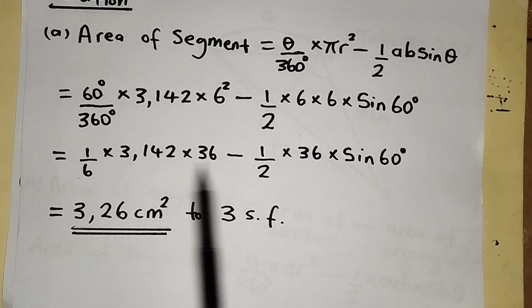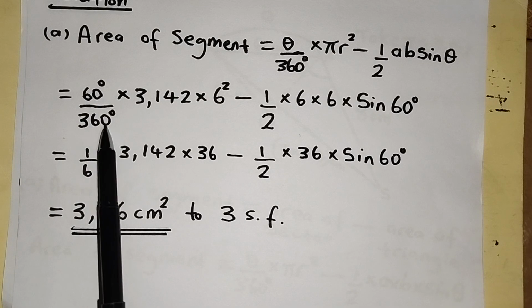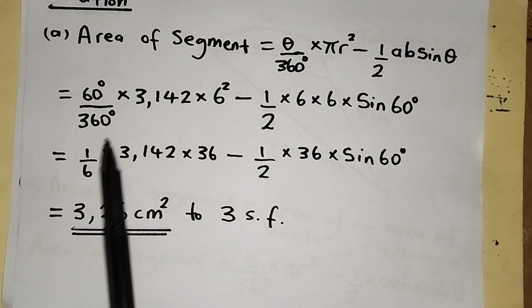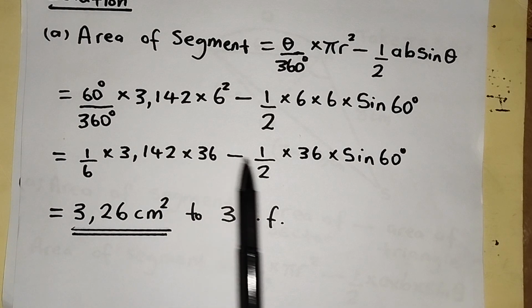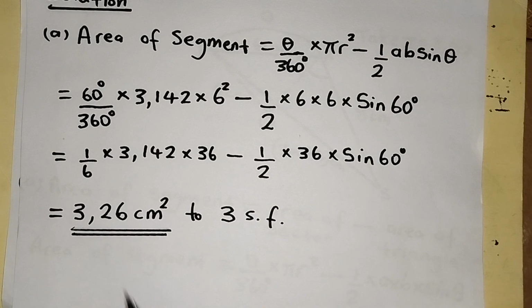And then we simplify. It's 1 over 6, as 60 over 360 in lowest terms is 1 over 6. So 1 over 6 multiplied by 3.142 multiplied by 36, minus half multiplied by 36 sine 60 degrees. And finally, the area of segment becomes 3.26 square centimeters to 3 significant figures. Okay, so let's proceed.